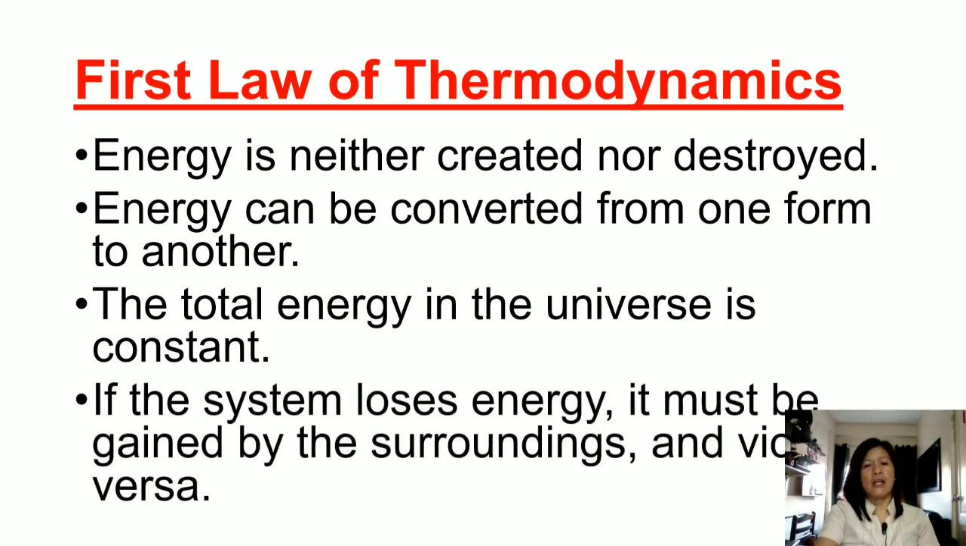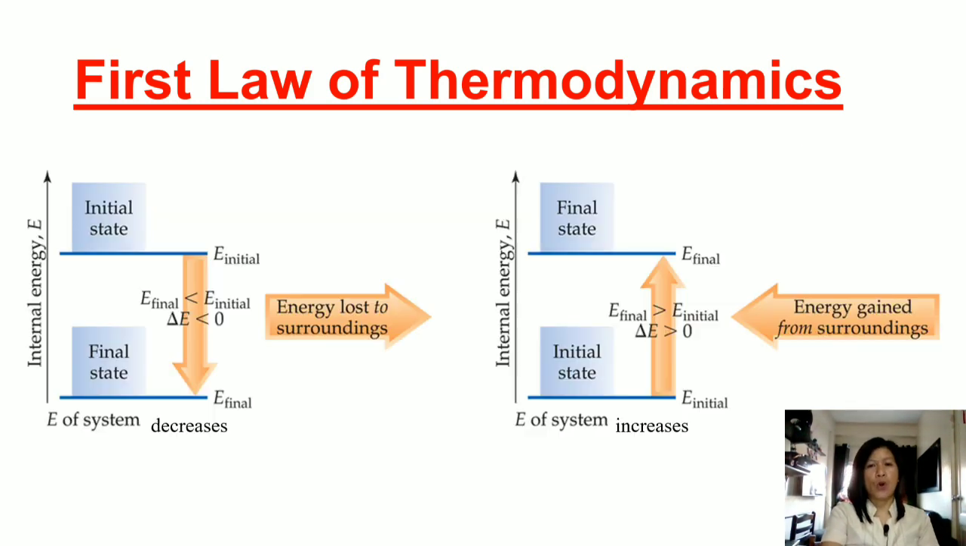So therefore, if one system loses energy, then we assume that the energy lost by that system is gained by the surrounding. On the other hand, that system may also absorb energy from the surrounding. That we will talk about more later.